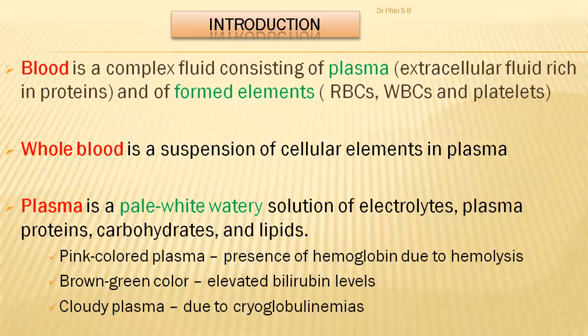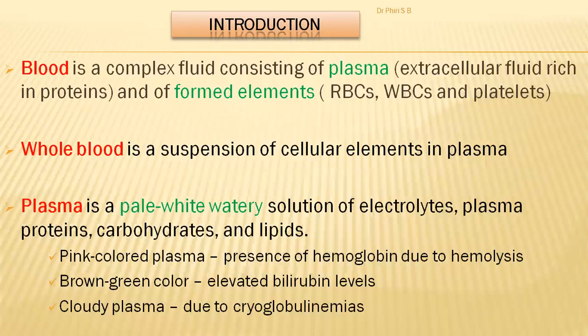But sometimes there are certain conditions that will also change the color of plasma. So sometimes if you see a change in the color of plasma, it will point to a certain condition or disease. For instance, if you're having pink colored plasma, that will mean that there is a presence of hemoglobin due to hemolysis. So if there is breakdown of red blood cells, then hemoglobin will be in plasma, and you find that the color of plasma will change to pink. So whenever you see pink colored plasma, just think of hemolysis, damage to red blood cells.